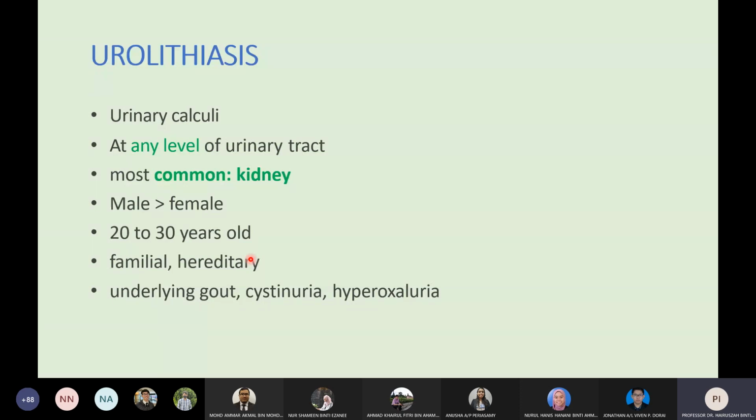So next we're going to look at the most common cause of obstructive uropathy, which is urolithiasis. That refers to urinary calculi, which can actually take place at any level, from the bladder up to the kidney. But the most common site is the kidney, right?